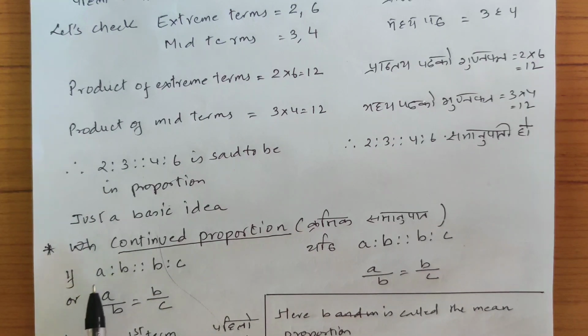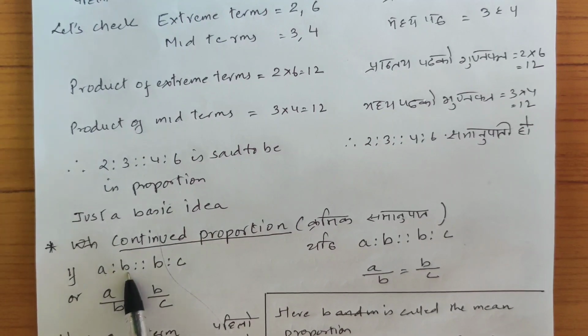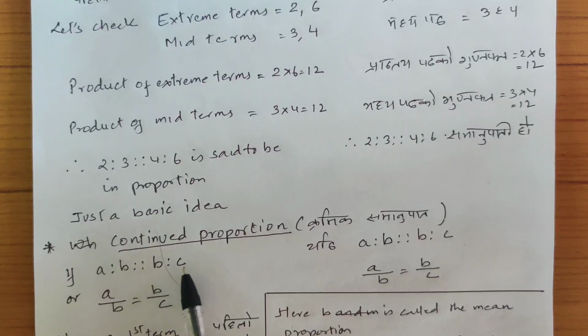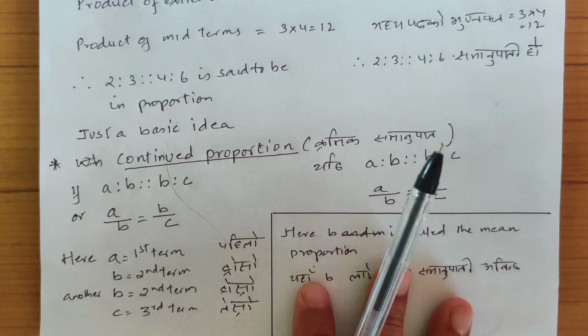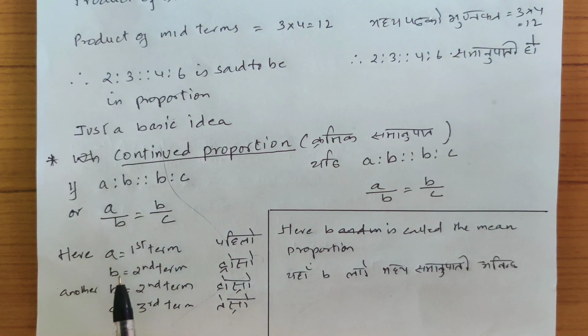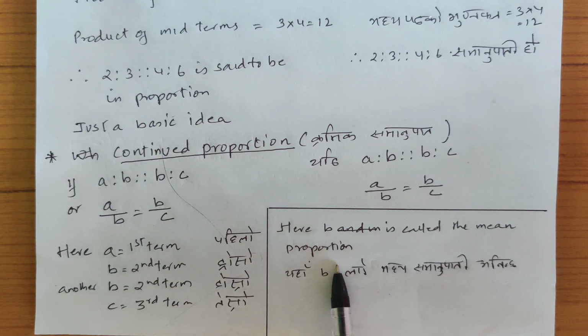So here I won't read this way: first, second, third, fourth. No, I won't read that way. I will read it first term, second term, and again second term and third term. That's how we'll read. So this is a continued proportion. So A is the first term, B is the second term, we have another B which is the second term, and C is the third term. So under this condition we can say this B is the mean proportion.